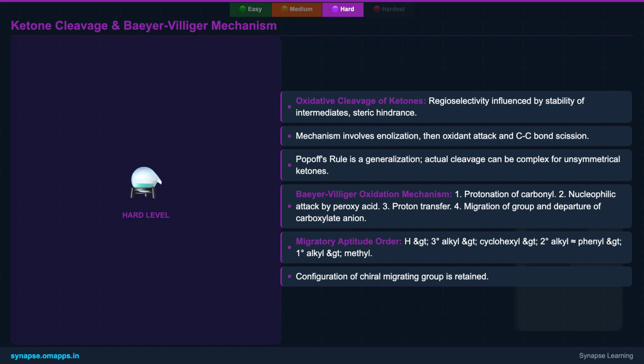For unsymmetrical ketones, this can lead to complex mixtures. Moreover, the Baeyer-Villiger oxidation mechanism is a beautiful example of rearrangement. It involves protonation, nucleophilic attack by the peroxy acid, and then the critical migration step, where the group with higher migratory aptitude shifts, retaining its stereochemistry if chiral. This reaction is a powerful tool for converting ketones to esters and cyclic ketones to lactones.